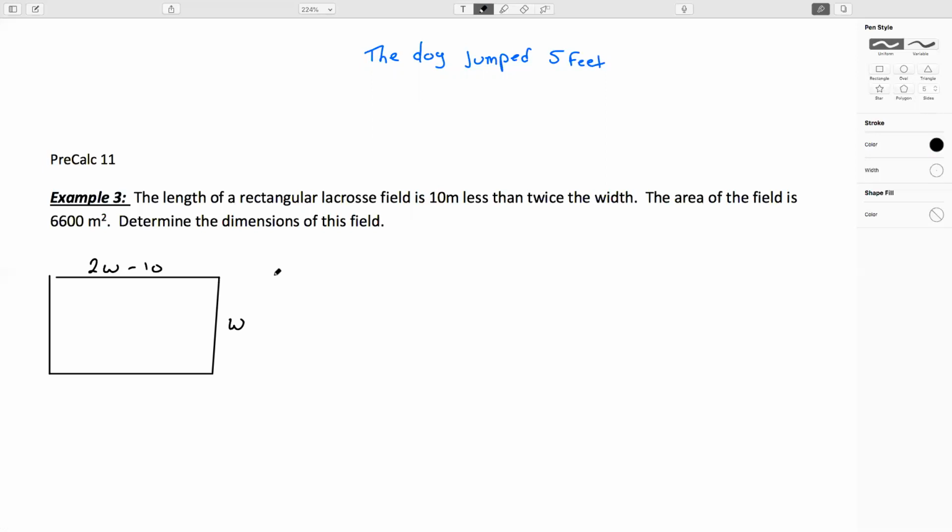So we actually have to build our quadratic equation this time. I know that area equals length times width, so I'm going to start there. Area equals length times width. I know what the length is in terms of W, and I know what the width is in terms of W, so I'm going to substitute length with 2W minus 10. I can go area equals 2W minus 10 times W.